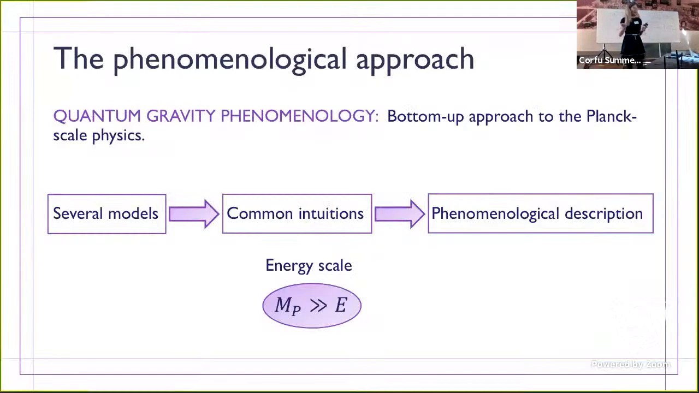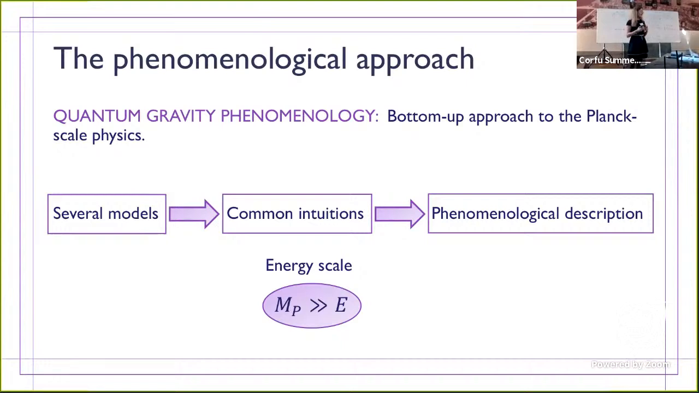So, as we know, quantum gravity phenomenology aims to account for some effects of the Planck scale physics using a bottom-up approach. And in particular, even though no self-consistent theory of quantum gravity has been proposed so far, some common intuitions arise from different models, and a tentative phenomenological description of such features could lead to testable predictions.